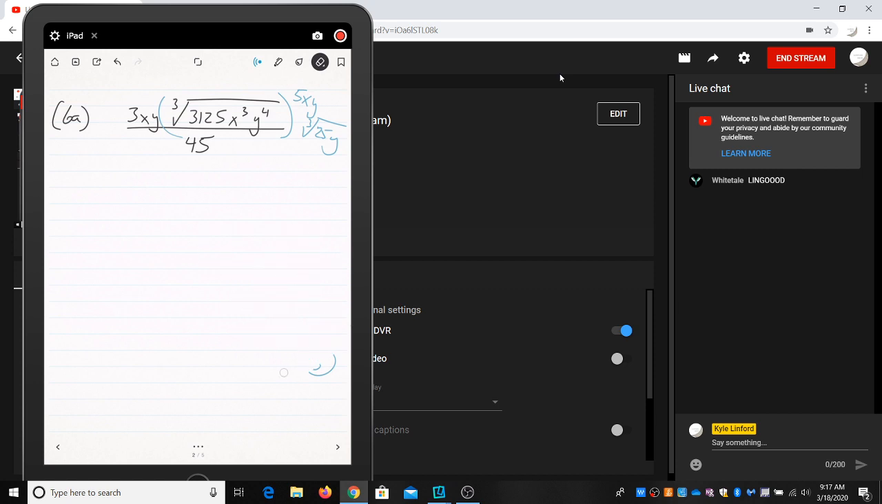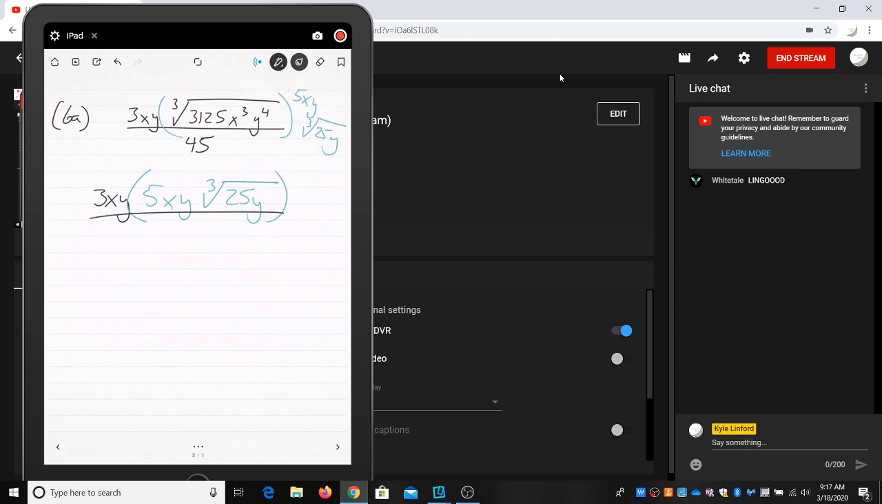Some people say we could do this a couple different ways. They're noticing that we can already simplify the 3 over the 45. You can do that. I usually just wait until the end because I'm going to have to simplify again anyway, so I figure why do double the work? So 3xy, and instead of the cube root of all of this, we're going to sub in what we simplified it to, 5xy and the cube root of 25y.